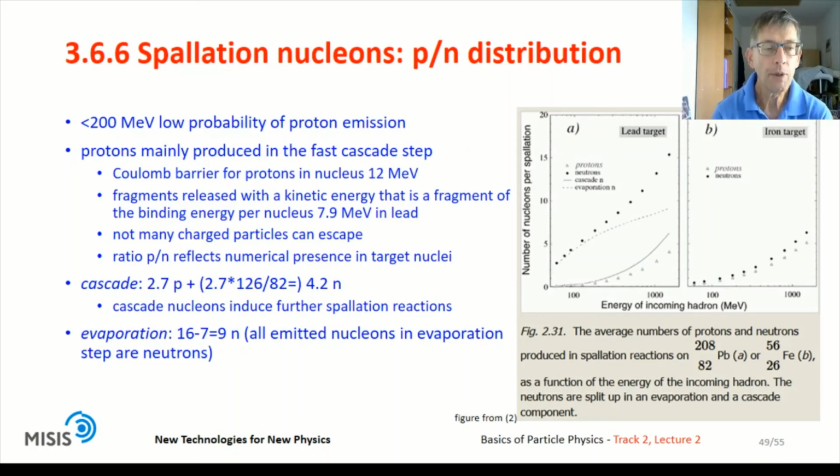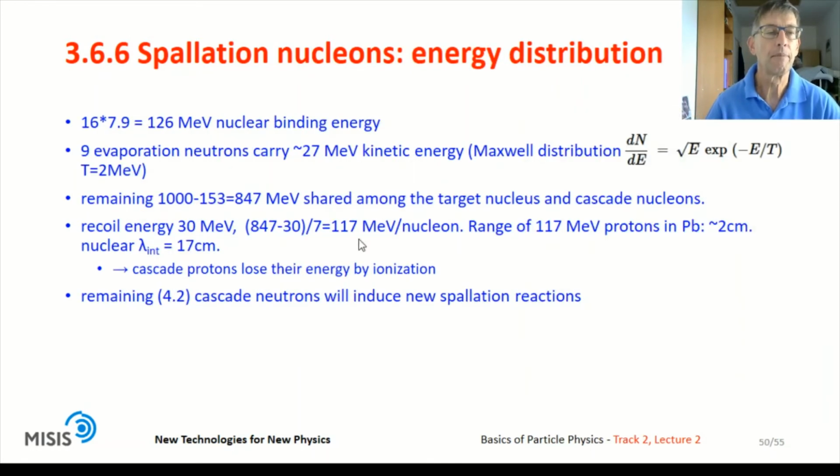So all the protons that are made in the cascade step. Then there will be proportionally as many neutrons in that step, which would be 4.2 neutrons. So we have 7 nucleons made in the cascade step. And then there are 9 neutrons left, which are emitted in the evaporation step.